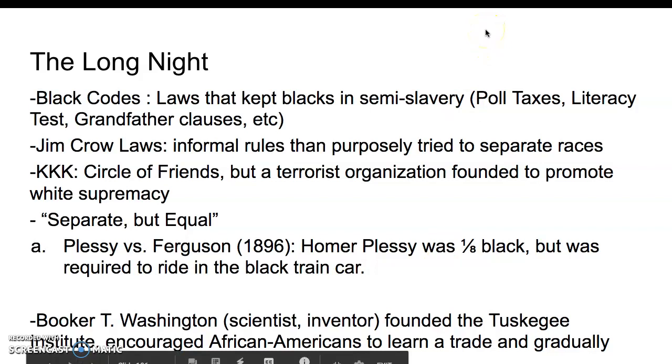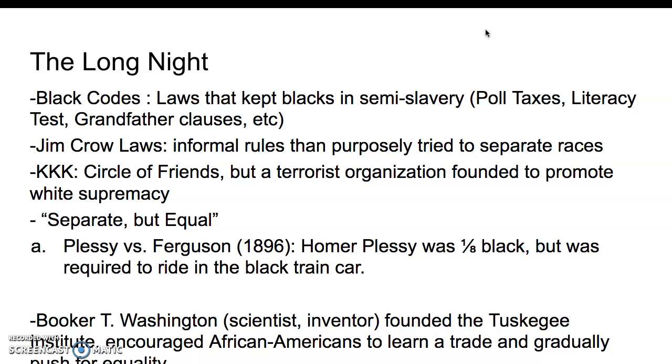Now, just because we're reconstructing does not mean that things are getting that much better for the African American community. Yes, they are free, but there are going to be a lot of issues that pop up. This is a time period known as the Long Night. You're going to have things like black codes, which are laws that kept blacks in semi-slavery, things like poll taxes, literacy tests, grandfather clauses to even keep them from voting. Poll taxes, you had to pay a certain amount, which a lot of them could not afford. Literacy tests, you had to prove that you could read or write in order to vote. Grandfather clauses were arcane rules that if your grandfather voted in the last election, then you could vote, which of course for slaves hadn't happened.